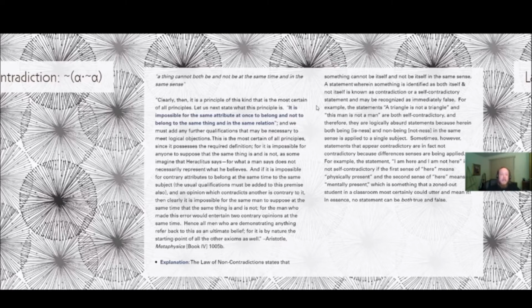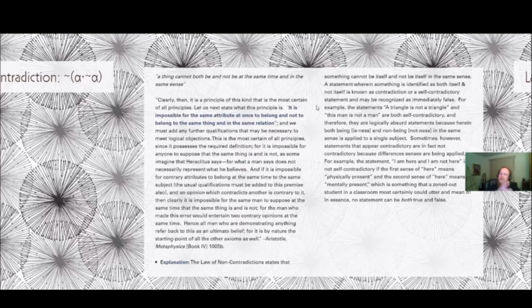Aristotle says, clearly then, it's a principle of this kind that is the most certain of all principles. Let us next state what this principle is. It is impossible for the same attribute at once to belong and not to belong to the same thing and in the same relation. So, something can't both be and not be at the same time and in the same sense.